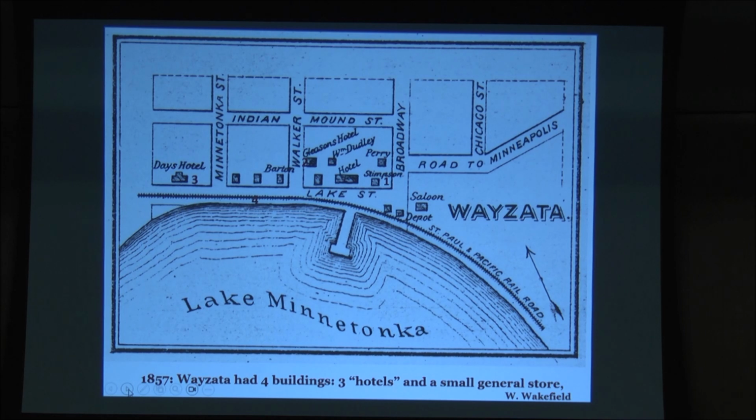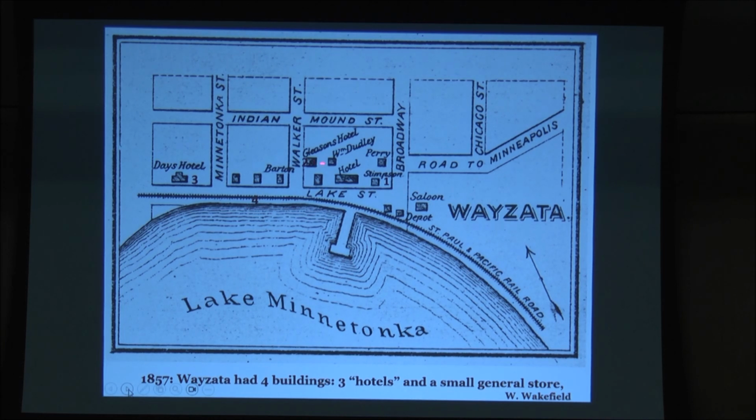In 1857, Wayzata actually had 4 buildings. And probably, I'm guessing the population was about 35, 40 people. There were 3 hotels and a small general store. Now the way that I linked this up is, this is kind of a burgundy color, and I put some numbers up here. So the first hotel was here on the corner of Lake Street and Broadway, and it was run by Benjamin Franklin Kiesling.